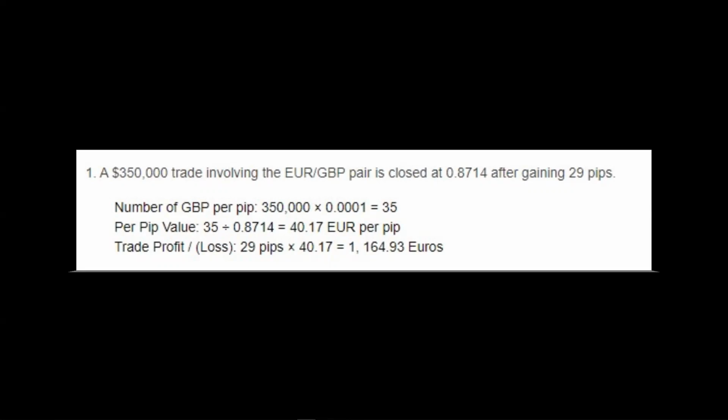Finally, determine the total profits of the trade. Multiply the number of pips gained by the value of each pip in euro from step 2 to arrive at the total profit for the trade. So that's 29, which is the pips gained, multiplied by 40.17, and that will give us 1,164.93 euros profit.